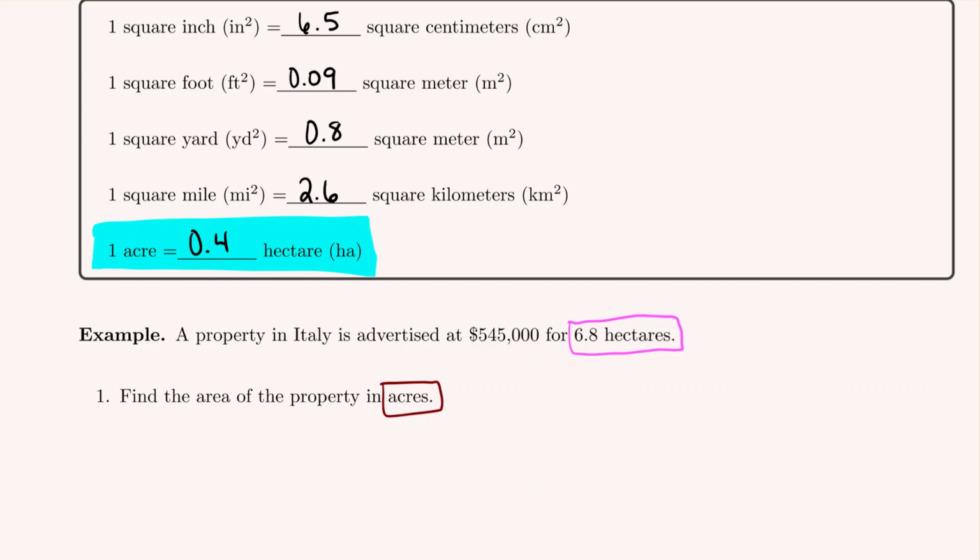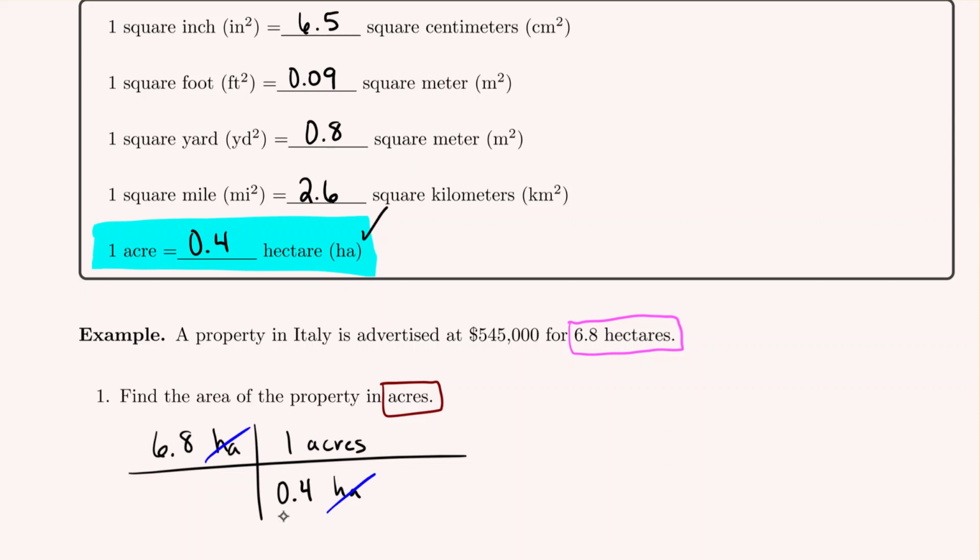Let's show how we might do this in the structured chart approach as well, if you prefer. So in the chart method, we always write down the initial measurement we're given. So we're given things in hectares. We want to get to acres. We've already identified the conversion factors. So we know we want the hectares to cancel. So I put the 0.4 hectares below so that my hectares will cancel. It has to be equivalent to what it is in acres. So I write that above.